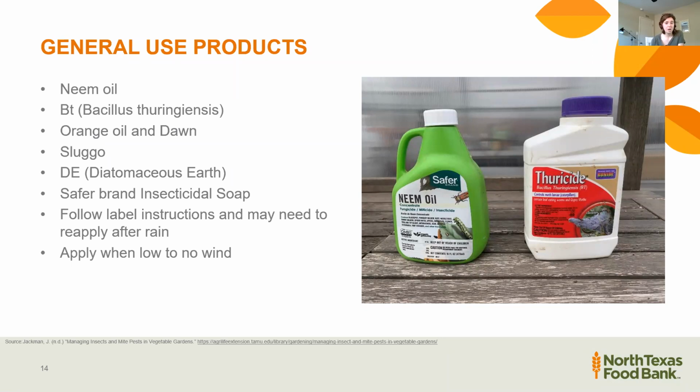Okay, general use products. These are some things that you might just want to have on hand to fight your pests. You may find that you want to use a certain product that targets specifically that pest. But these are good things to have on hand in the interim if you decide you need to get a specific product for something.